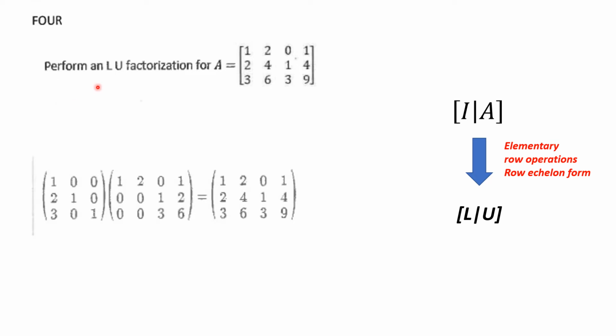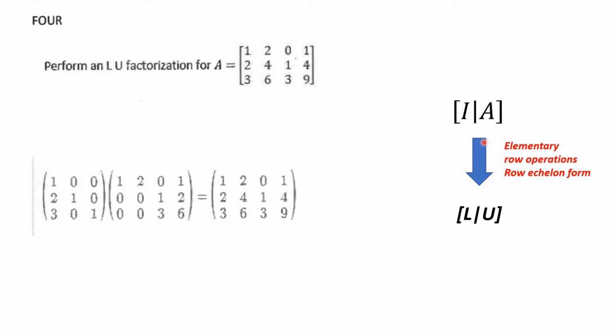Problem number 4, you would perform an LEU factorization for A, and here is A, and the most straightforward process for this is to start with augmented matrices, where you have A over here. This is A, the 3 by 4 matrix, and you start with a 3 by 3 identity here, and you perform elementary row operations to put the matrix A into row echelon form.